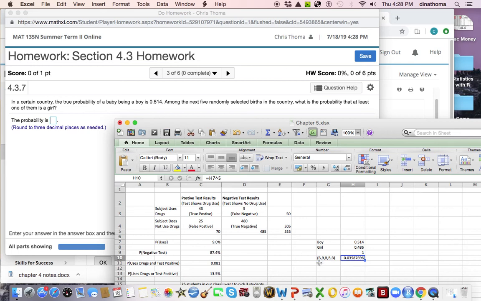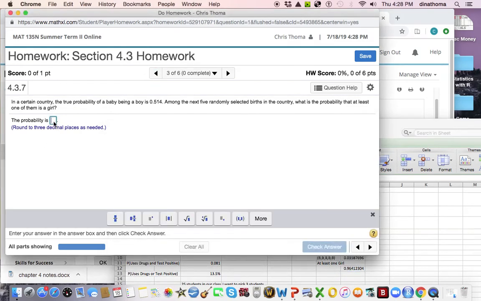So to find the probability of at least one girl, that will equal 1 minus the probability of having all boys, right? So 0.964, 3 decimal places, 0.964.